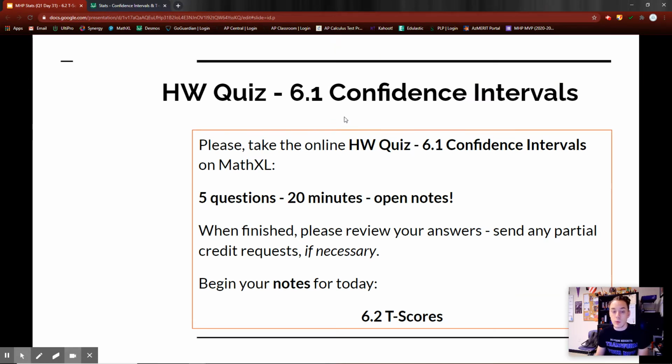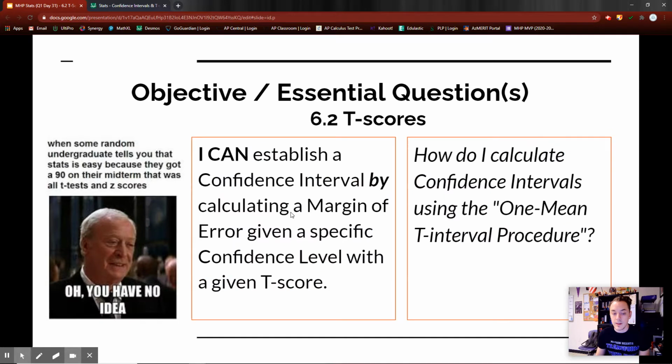Okay, so I'm going to skip the bell work and go straight to the confidence intervals for 6.1, the homework quiz. It is going to be 20 questions, I believe, and then 5 questions, or 20 minutes, 5 questions. 6.2 t-scores is going to be the next lesson. So send any partial credit requests if you desire.